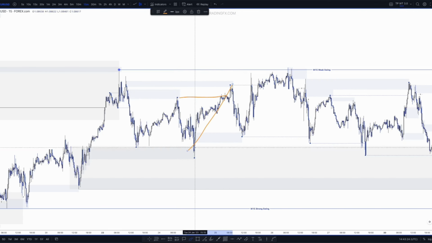So now the internal structure is aligned. This is now a strong low. We come into old supply. What is old supply? It should just be reaction points for pullbacks. So as soon as we have our medium time frame mitigation, our M15 POI, what can we do? We can jump into the M1 and look for shorts to play that pullback, right?